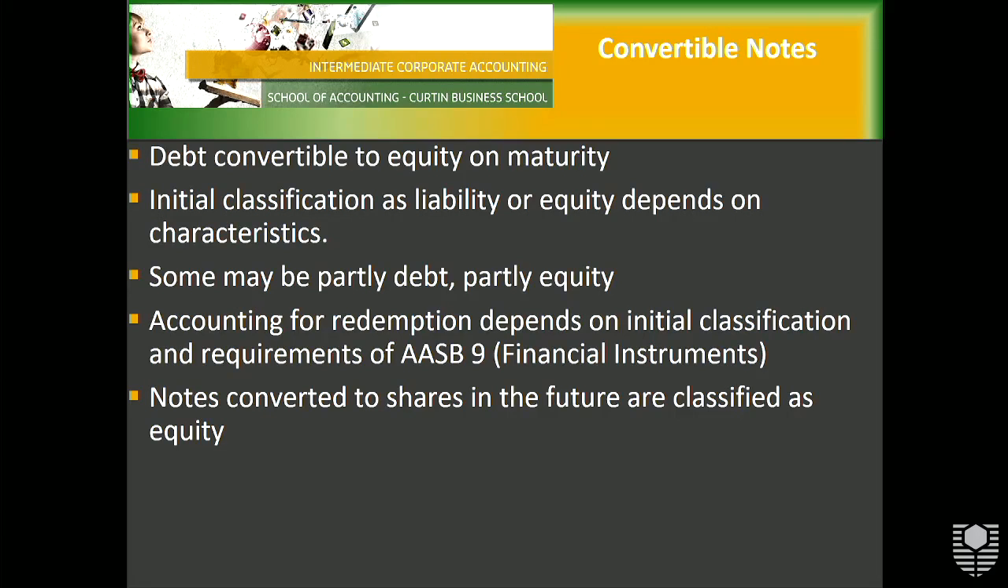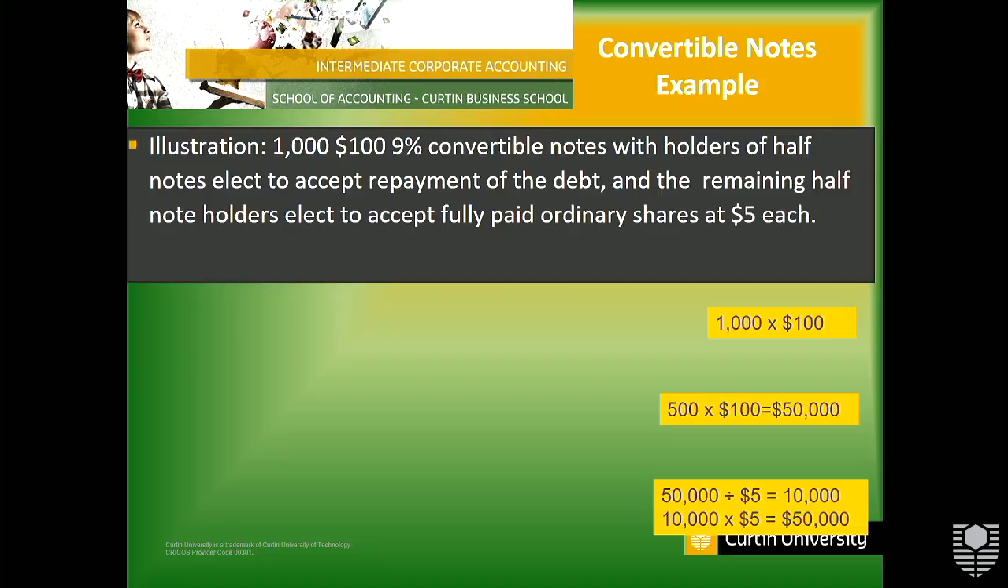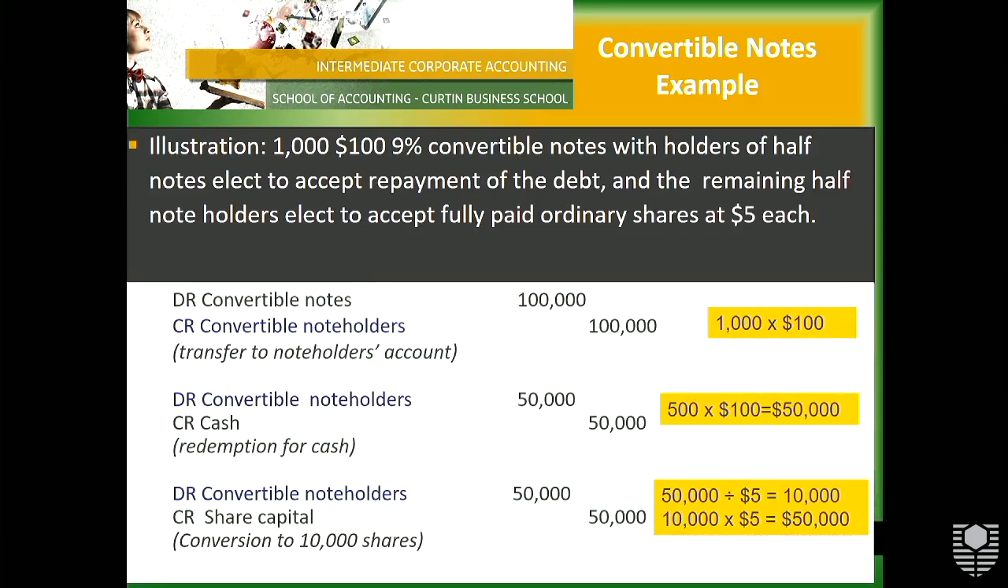Convertible notes, so debt convertible to equity on maturity. It's initially classified as a liability or equity depending on its characteristics, and if it's converted to equity then it becomes equity. But again, AASB 9, financial instruments, is the standard that we have to apply to determine whether something is treated as equity or a liability. So let's have a quick look at our convertible notes example.